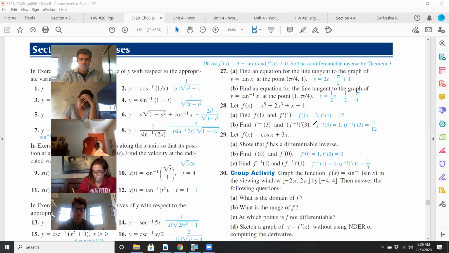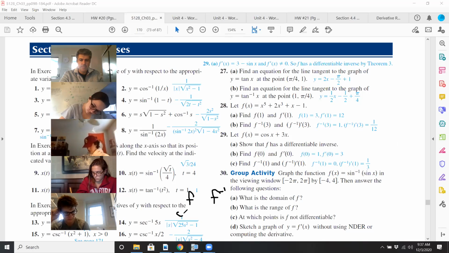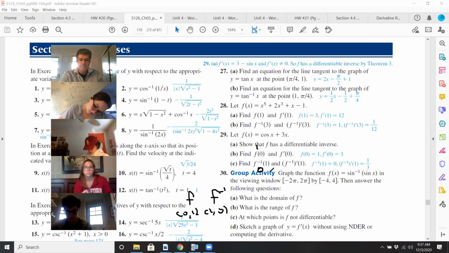Anyway, so let me just make a quick table down here. F inverse. So if I plug 0 in, cosine of 0 is 1 plus 3 times 0, so that's 1. So therefore 1, 0 is on the inverse graph. That's why that's 1 and that's 0.